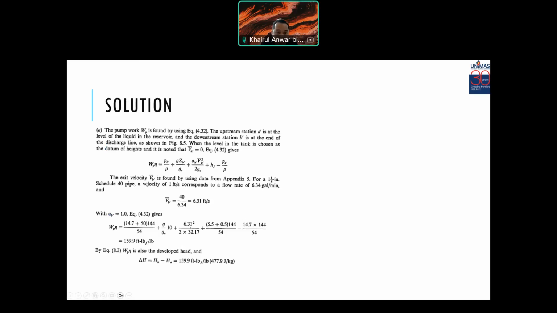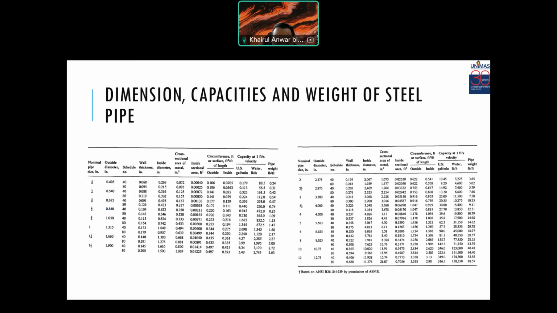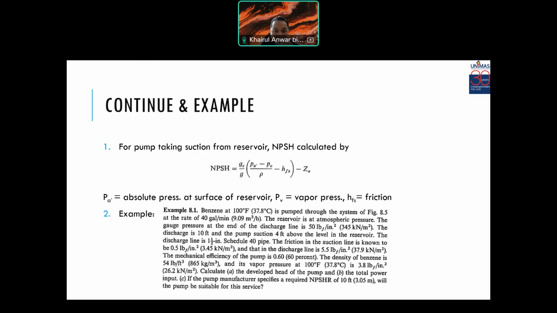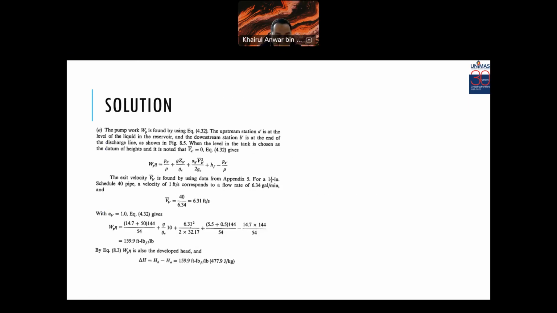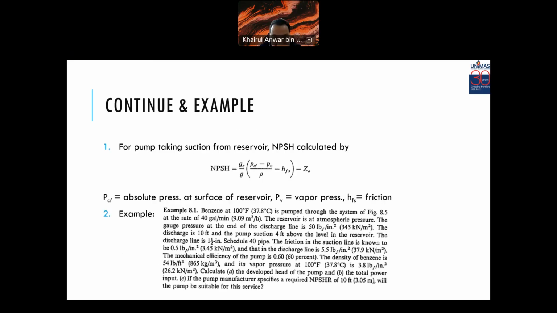Okay, using this equation, the velocity VB is found by using data from appendix 5. So 1.5 inch schedule 40, velocity of 1 foot per second. Check that again. One foot per second corresponds to a flow rate of 6.34 gallons per minute. Oh, this one, yes. Is the velocity 1 foot per second?